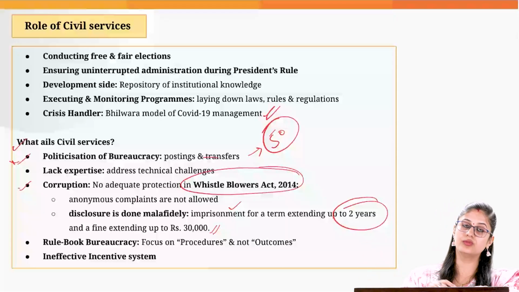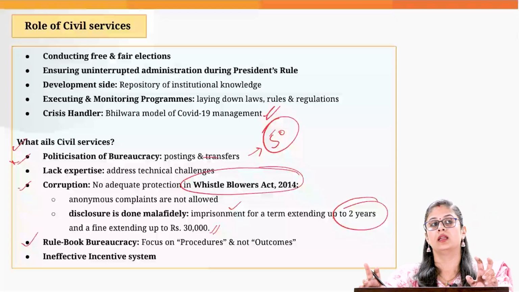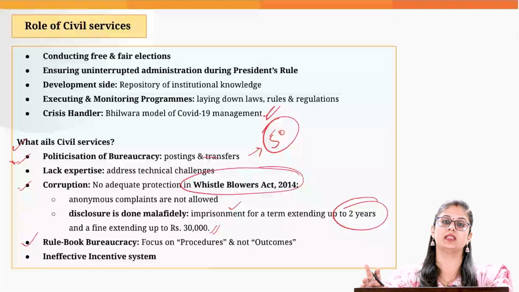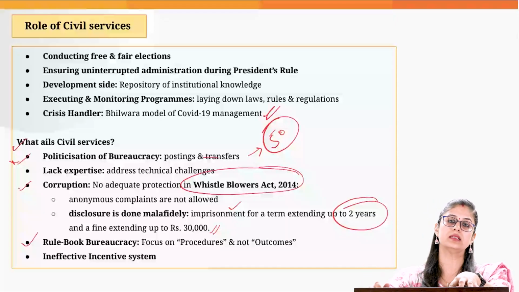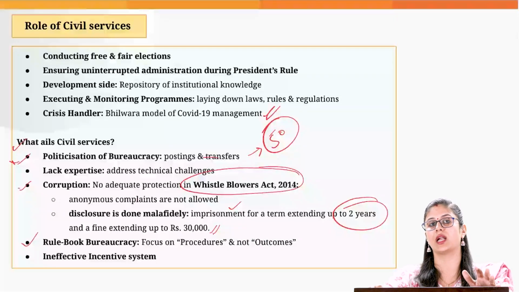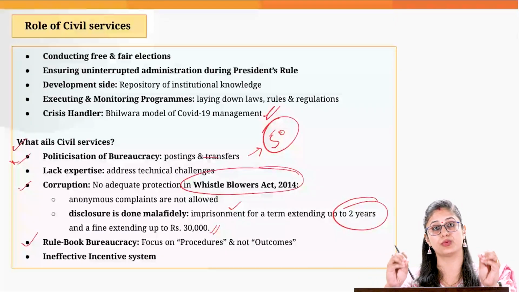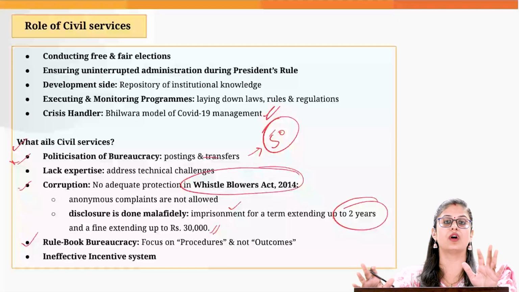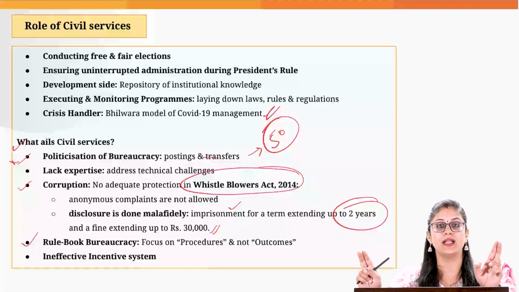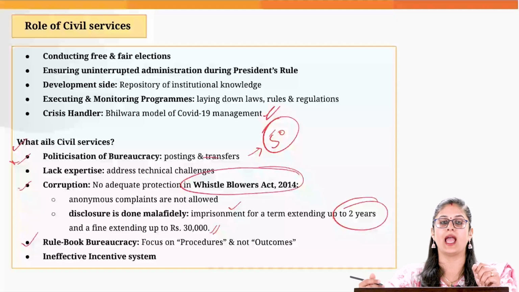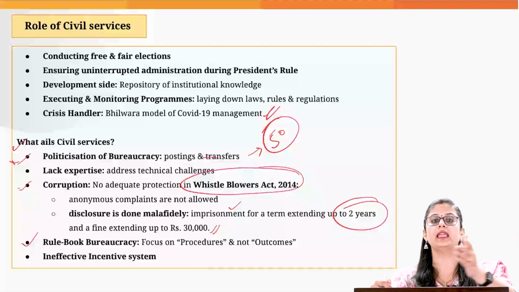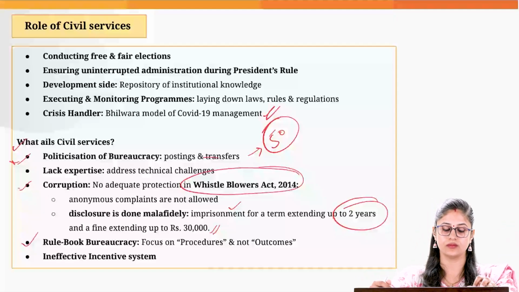Then the civil services in India are majorly focusing upon processes and not on outcomes. And that is the reason we are witnessing a rise in bureaucratic red tapeism, wherein the bureaucracy is only focusing upon the procedure that needs to be followed. It is not focusing upon the ultimate end, that is the welfare of the people. And due to this, we witness delay in decision making also.